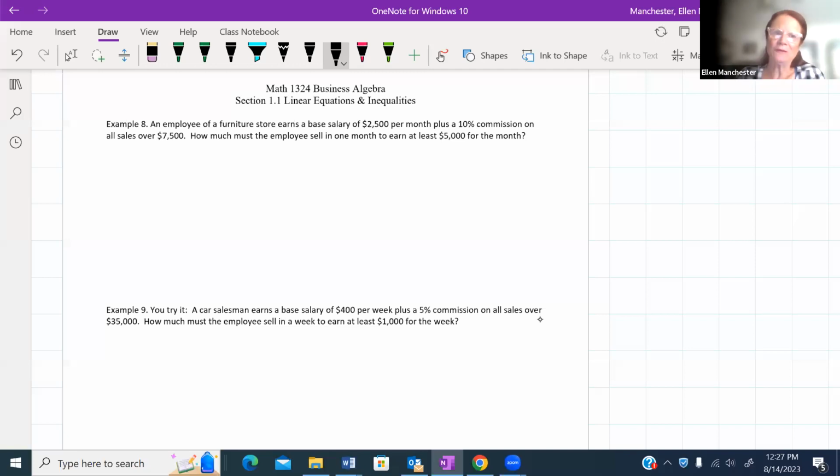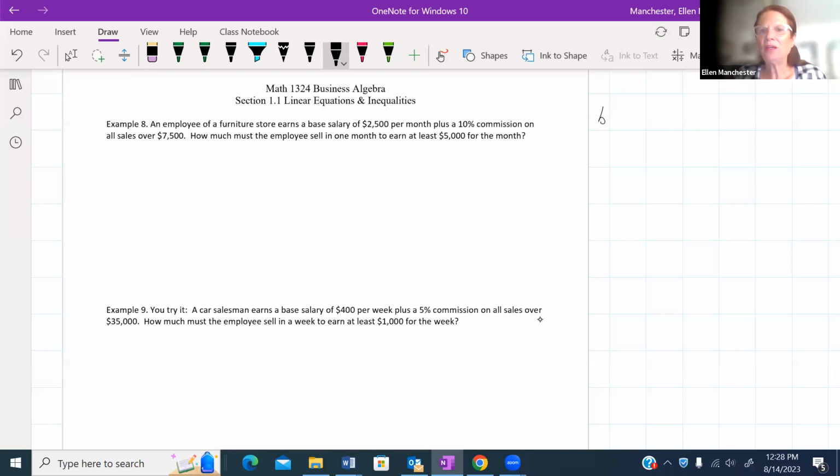Okay, so here we go. So this is just a technique of your brain learning to problem solve. All right, so an employee of a furniture store earns a base salary of $2,500 plus 10% commission on all sales over $7,500. How much must the employee sell in 1 month to earn at least $5,000 for the month? Okay, so there's a lot of numbers going on there. So let's break it down.